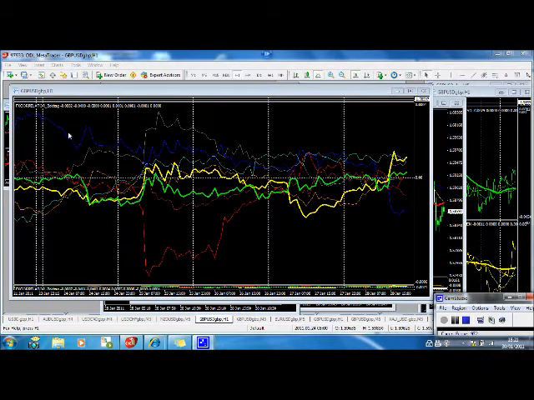So here is a strength meter, okay, and there are 8 currencies on here, and all this does is it shows you the relative strength of each currency against the other currency. It gives you an index, a gauge, as to how strong and how weak each currency is against one another.